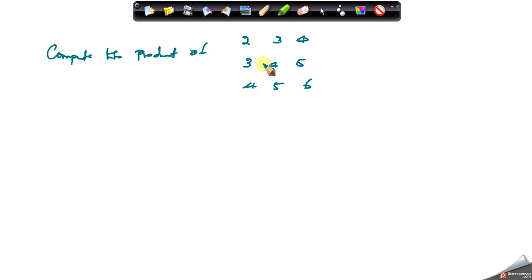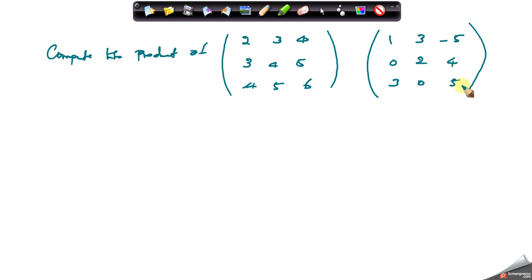See, one more question you can have. Compute the product of 0 to 4, 3, 0, and 5. So let us assume this is matrix A and this is matrix B. Okay, you need to find out.